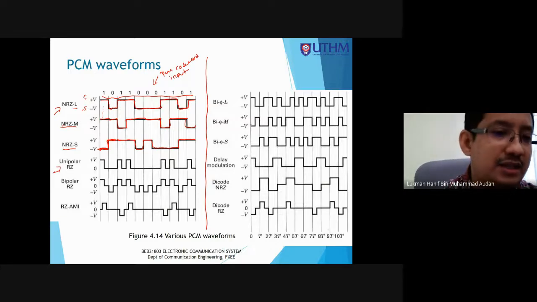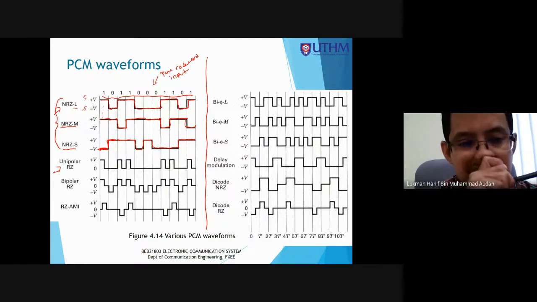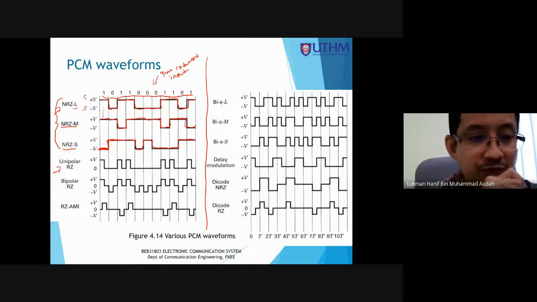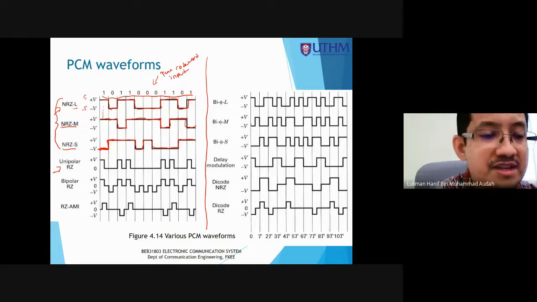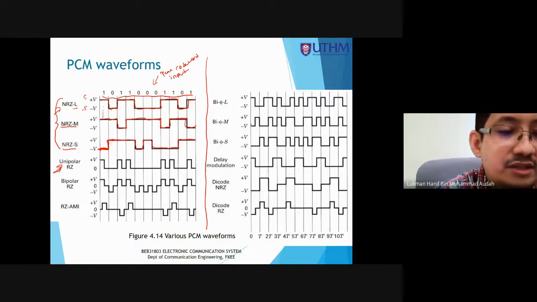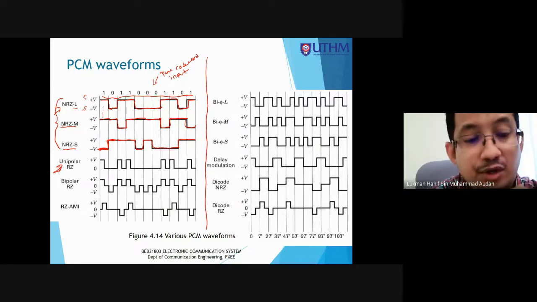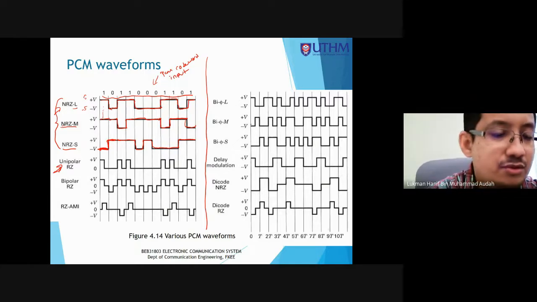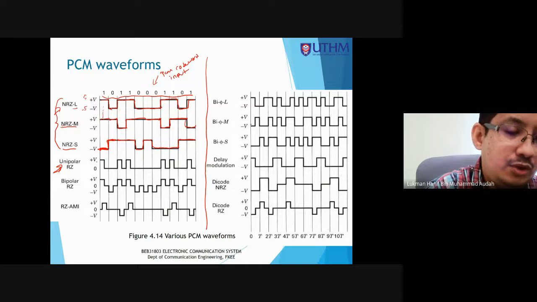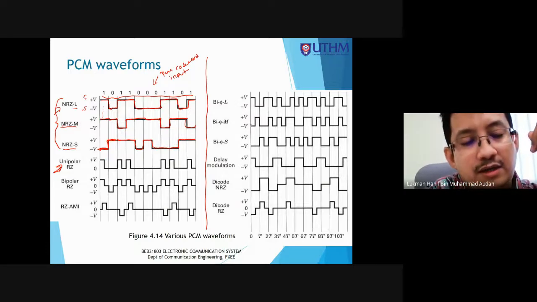Tadi kita lihat yang bahagian atas ini, tiga bahagian yang atas ini, non-return to zero adalah jenis non-return to zero. Dia tidak kembali kepada 0 volt. Okay, dia tidak berhenti pada 0 volt. Berbeza dengan RZ, return to zero. The output will always return to 0 volt. Ini return to zero. So contoh di sini adalah unipolar RZ. Unipolar maksudnya adalah single polarity, positive polarity only, and it will return to zero.